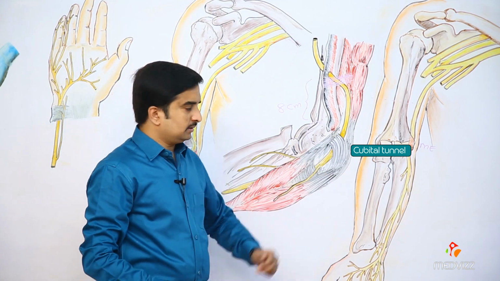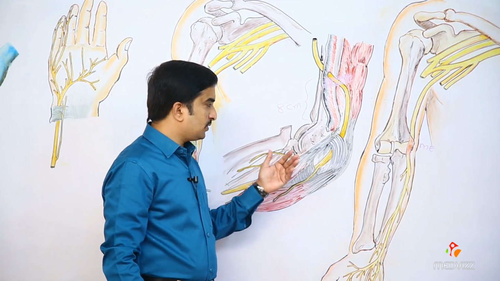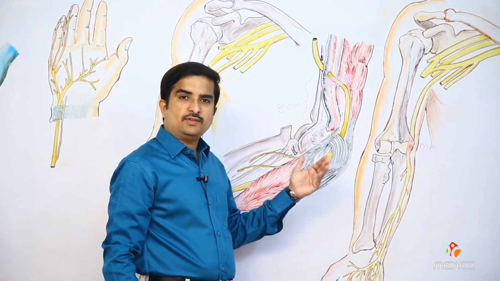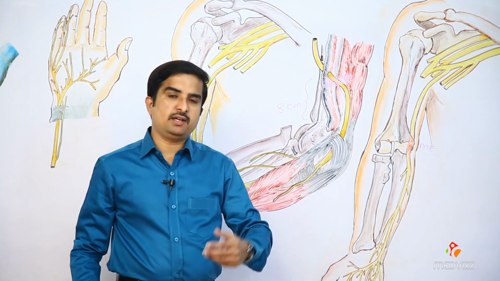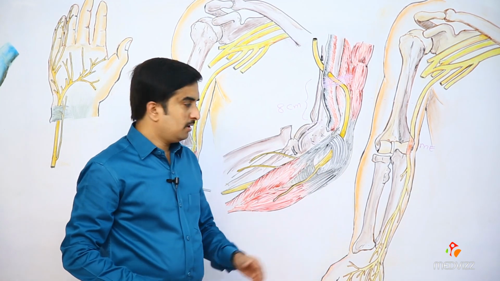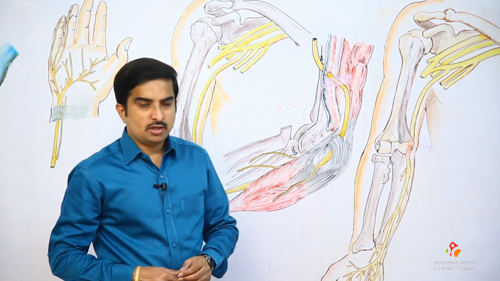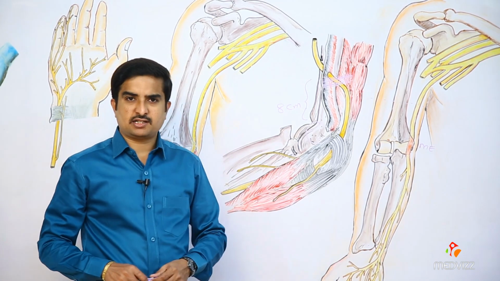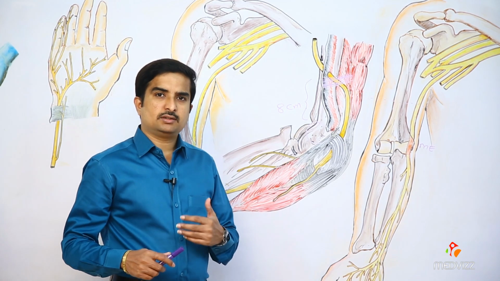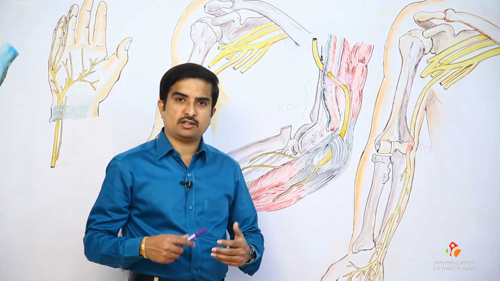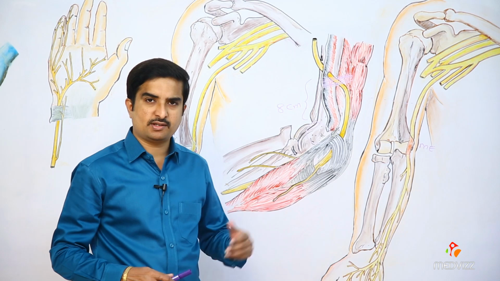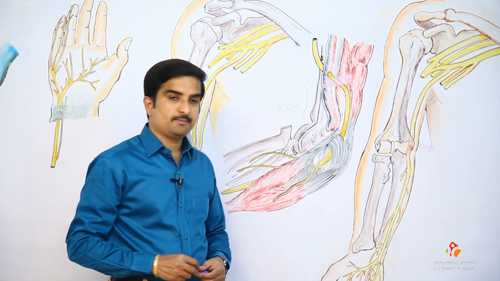So not only the ulnar nerve, we can also see the artery along with the nerve, that is the superior ulnar collateral artery, which passes beneath the cubital tunnel. So when we say cubital tunnel, how the cubital tunnel is formed and what are the boundaries, what's the roof and what's the floor. We need to know this here.